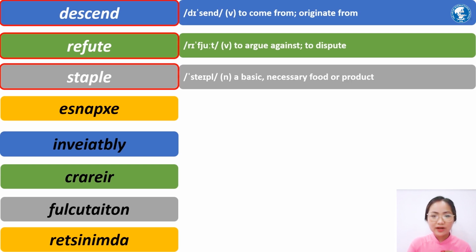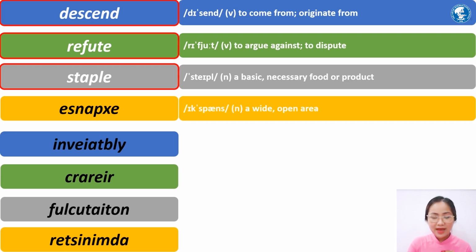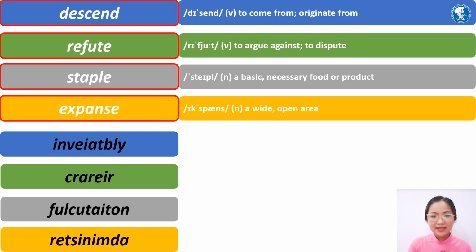What about the next word? Yes, it is expanse. Expanse refers to a wide open area of something, usually land or water. There are some adjectives that can go with this word. They are vast or wide. For instance, we can say a wide expanse of land or a vast expanse of blue sky.